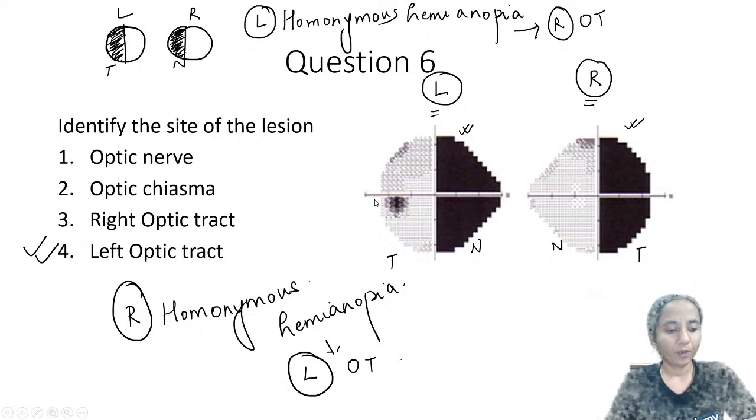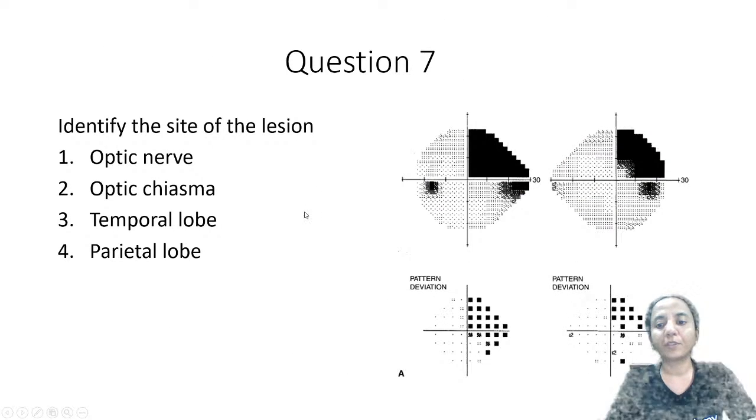Okay? Chalo. So this was another question on perimetry. Now let's go to the next question. Now what will you call this? Identify the site of the lesion here. What is the site of the lesion?